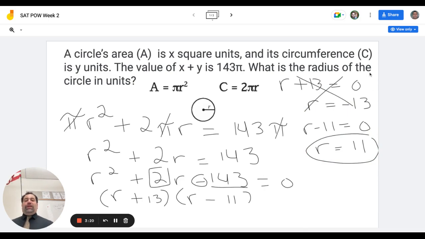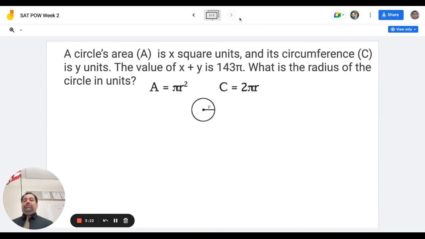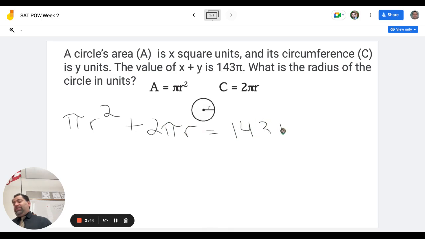Let's try this problem again using the guess and check method. So here, it's the same problem, and again, I'm going to use that substitution method. So we know that we have pi r squared plus 2 pi r equals 143 pi. So what I'm going to do is I'm going to substitute a value in for r and see if I can get the equation to be equal.